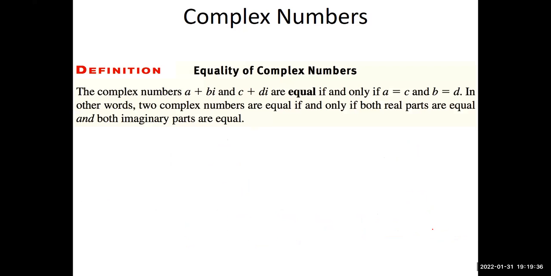Okay. So, next, equality of complex numbers. The complex numbers a plus bi and c plus di are equal if and only if a is equal to c and b is equal to d. So in other words, two complex numbers are equal if and only if both real parts are equal and both imaginary parts are equal. So later on, mapapatunayan natin yan when we go to the division operation with regard to complex numbers.